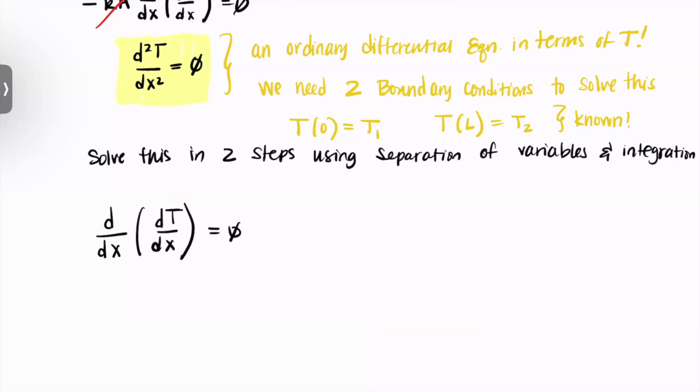Okay, so for my first step, I am going to treat dT/dx inside of those parentheses like it's its own variable. So I essentially have the derivative of a thing with respect to x is equal to 0. So when I separate my variables, it's going to look like this. I have the differential of dT/dx is equal to 0 times dx, and I'm going to integrate both sides.